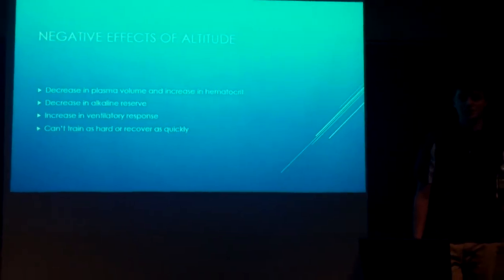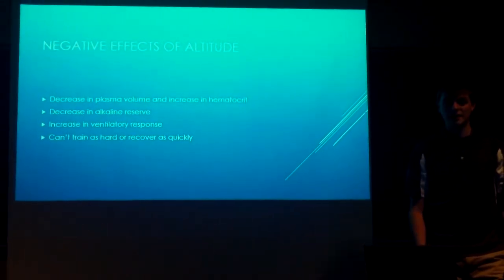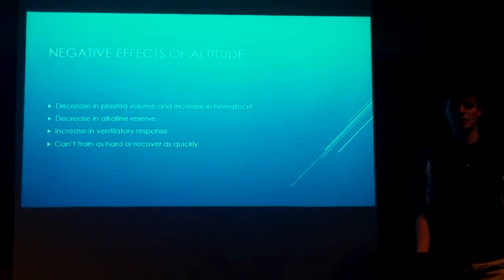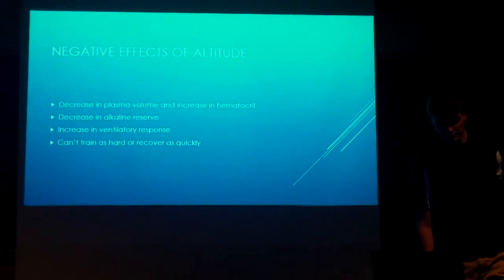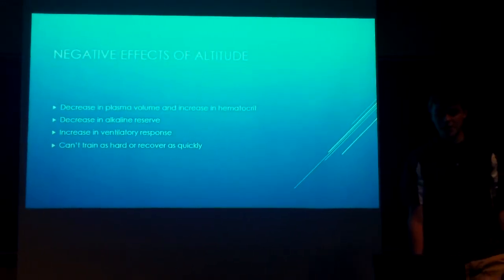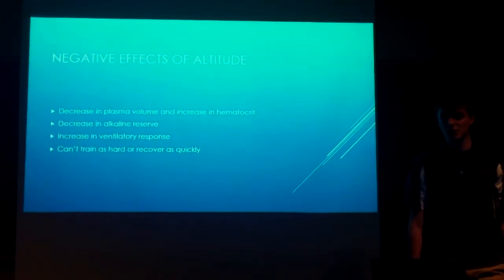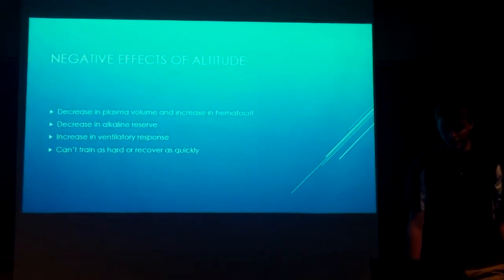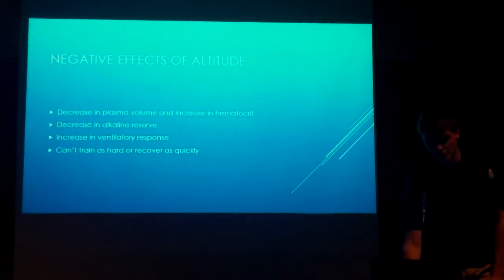And here are some negative physiological aspects. Decrease in plasma volume. That decrease in plasma volume will lead to an increase in hematocrit. So really you don't have an increase in red blood cells, you just have an increase in the percentage of red blood cells because there's less plasma in the blood. A decrease in alkaline reserves, and that's mainly due to the hyperventilation. So you're breathing so much that you have to use your reserves to keep your pH neutral. You have the increase in ventilatory response, and we talked about earlier, you can't train as hard or recover as quickly.